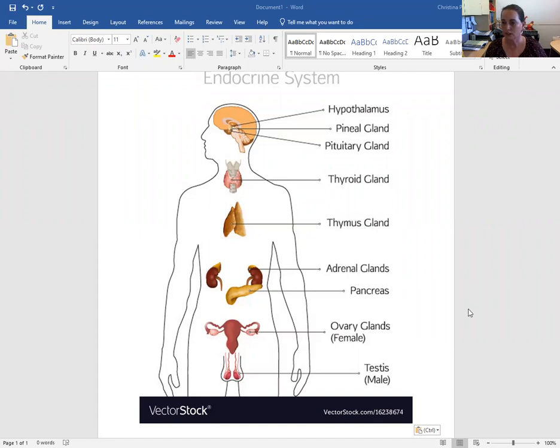Okay, hang on just a second. Okay, hang on. I'm trying to get it off of the share screen. Hang on just a sec. I'm going to pause it while I change screens.